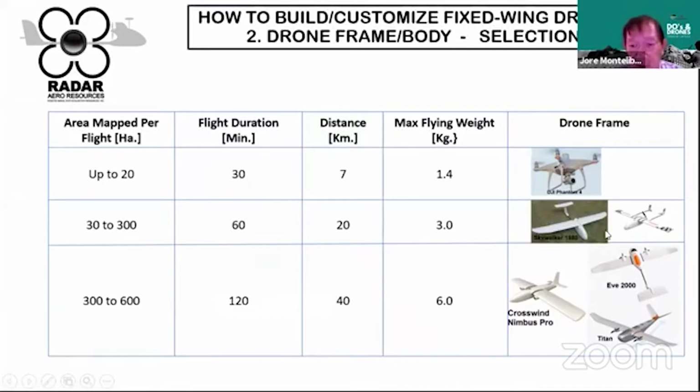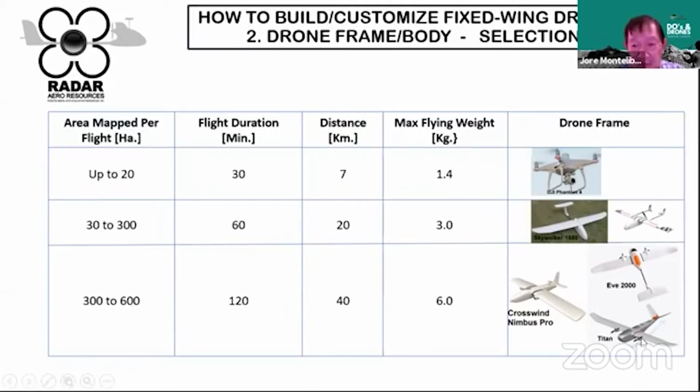For the simple type of fixed-wing drones, like the example which we will show you today, the Skywalker 1880, the area mapped per flight can go up to 300 hectares depending on the elevation that you will operate it. Flight duration is about an hour, actually 45 minutes to 60 minutes, and it can go as far as 20 kilometers and still have good telemetry coverage. The flying weight is a maximum of about 3 kilograms.